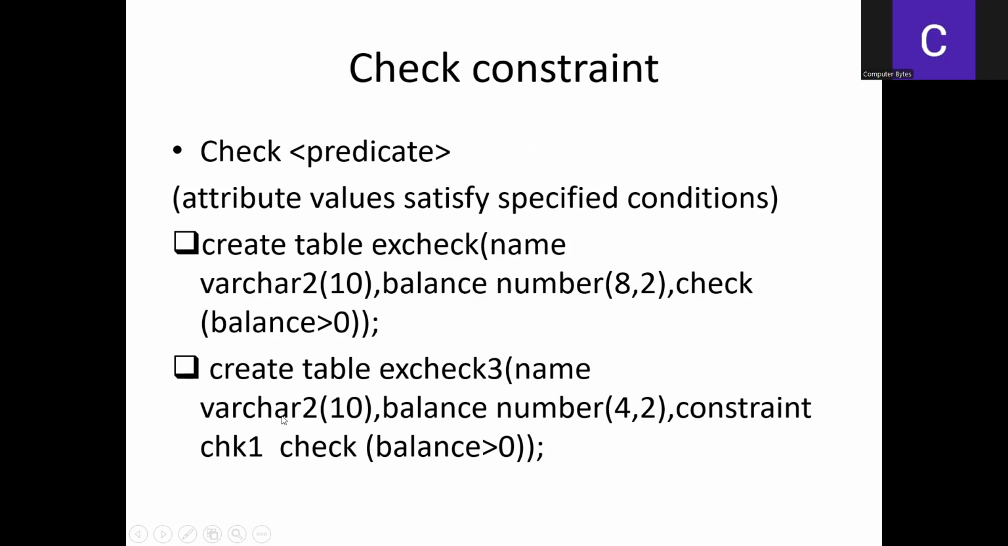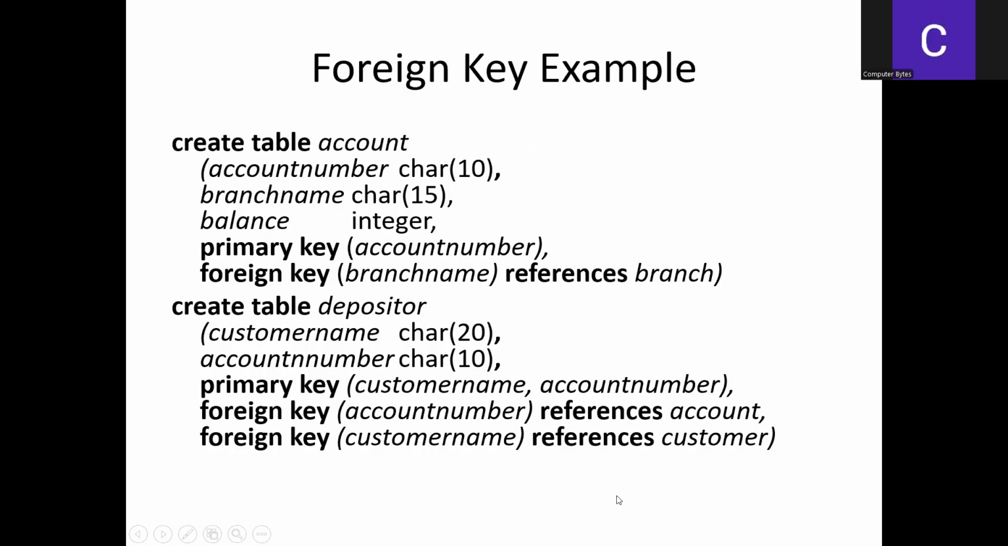Name is one field, balance is another field. Here I am giving 4, 2. What does this mean? Decimal values it will allow. Maximum precision is only 2. So if after the decimal point you give 3 digits, it will round off and store only 2 values. That is the meaning of this number precision. 4 is the precision, 2 is the scale.